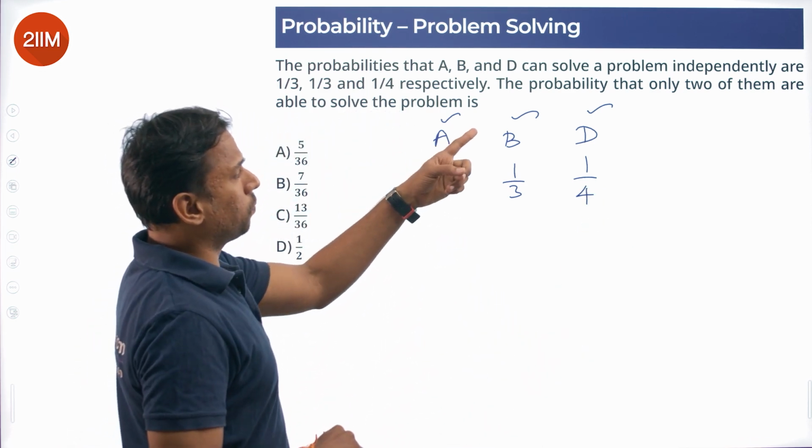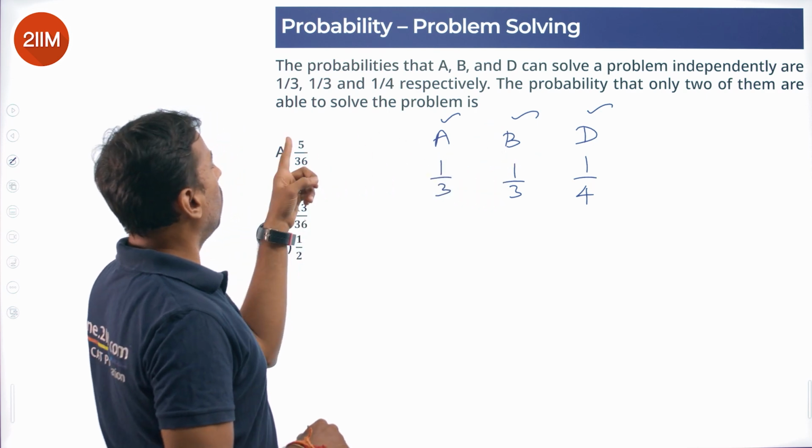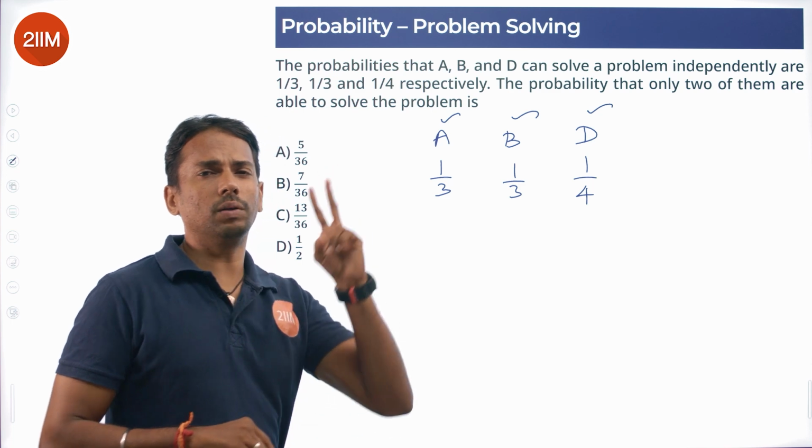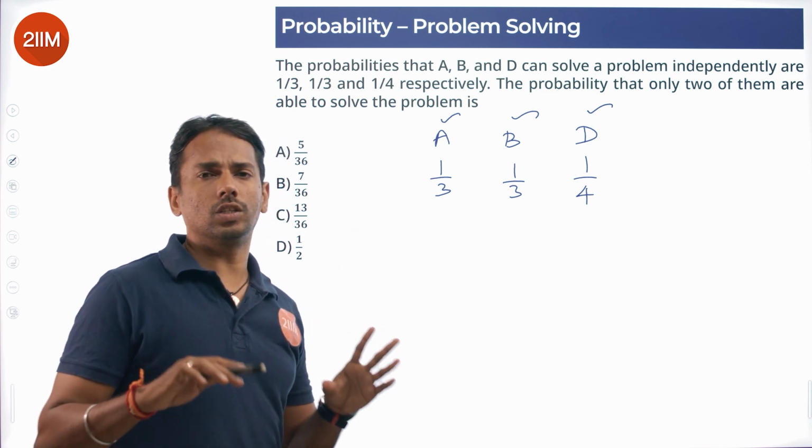The probability that only 2 of them are able to solve the problem is what? So out of the 3, exactly 2 of them can solve. What is the probability? That's all.